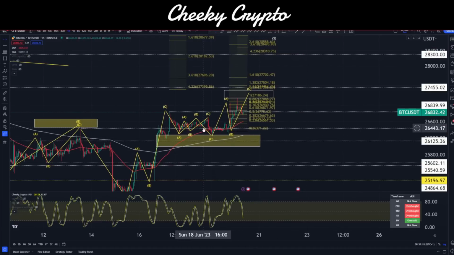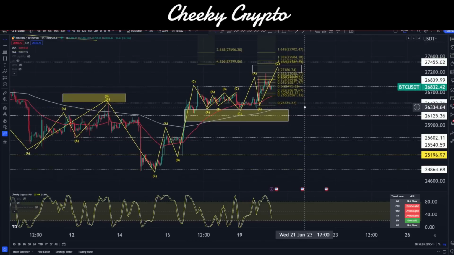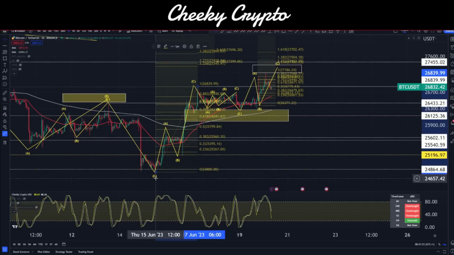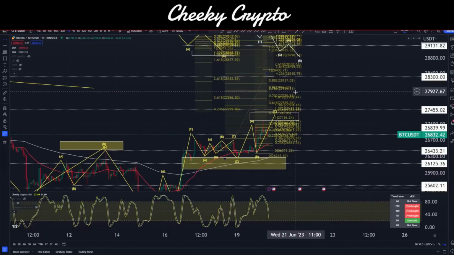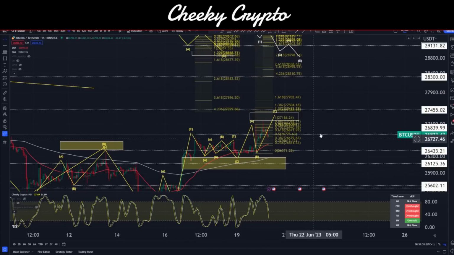We could be looking at a much bigger three-wave structure though, actually, from the high to the low, which was this one over here. And so we could see that break upwards towards 28K, but it would be something that would have to happen over a period of time.